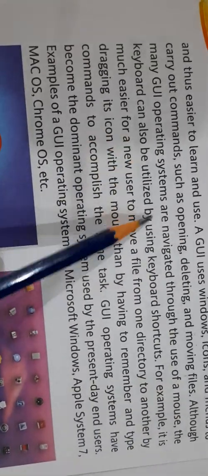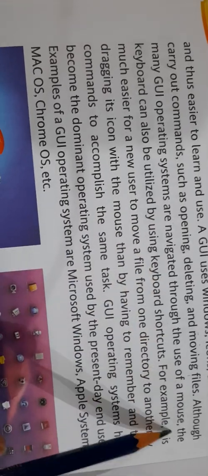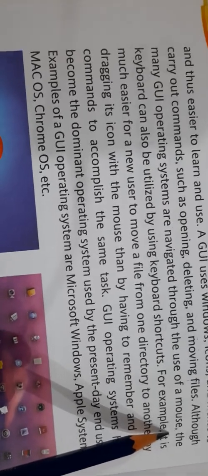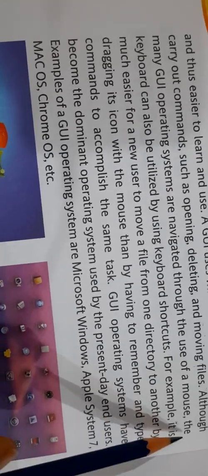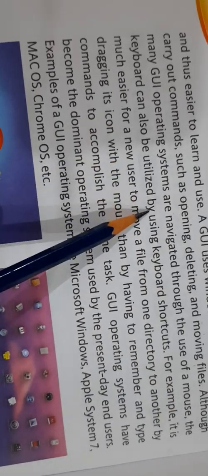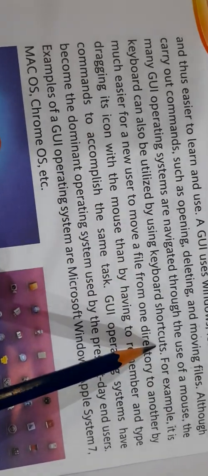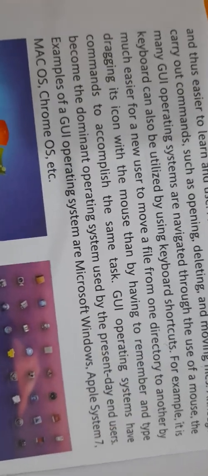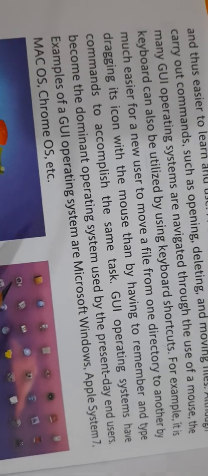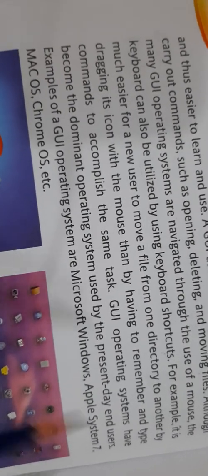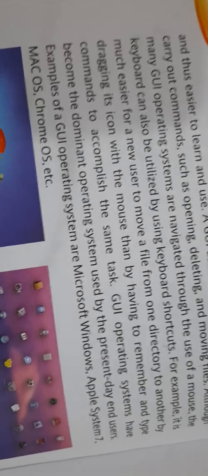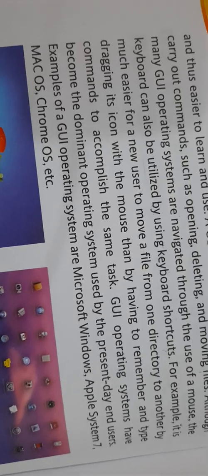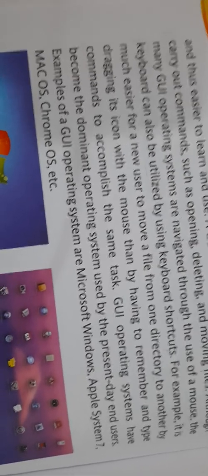Although many GUI operating systems are navigated through the use of a mouse, and how we open the applications? Using the mouse. We open almost every application with the help of the mouse. The keyboard can also be utilized by using keyboard shortcuts. You have learnt various shortcuts and you will learn more shortcuts in later classes for various options. Like for pasting, we can press Ctrl plus V together, so the pasting will be done with the help of that shortcut.